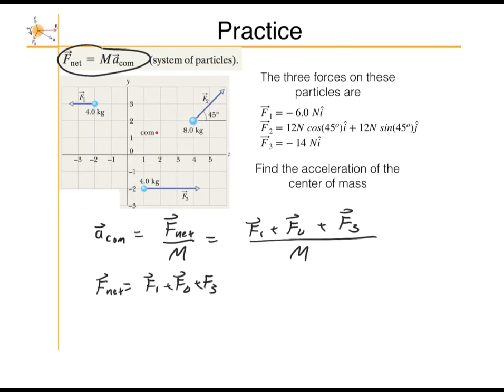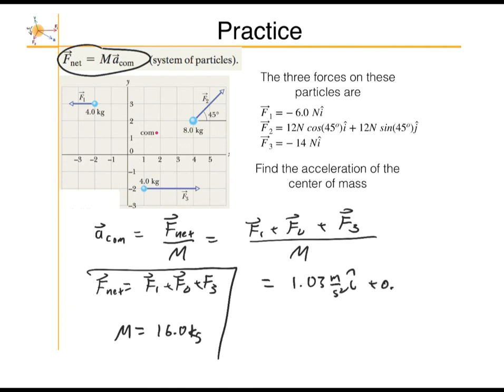And we can calculate the mass of the whole thing, right? The mass is going to be the sum of the 3 masses, and it looks like there's 2 4 kilograms and then 8 kilograms. So the total mass is 16.0 kilograms. And when you plug all those numbers into here, you end up with a total acceleration of 1.03 meters per second squared in the i hat direction plus 0.530 meters per second squared in the j hat direction. So that is your net acceleration for this thing when you plug everything in.